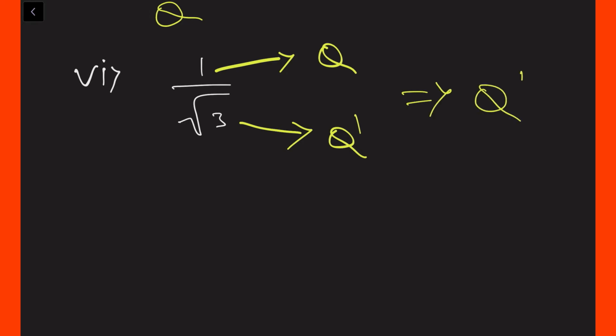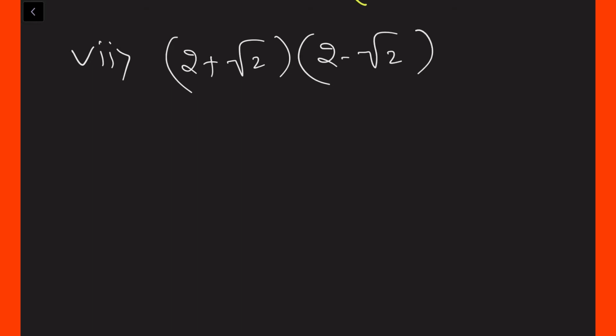Next, question number 7. We have the question as (2 + √2) into (2 − √2). Now this (2 + √2)(2 − √2) is in the form of (a + b) into (a − b). (a + b)(a − b) is nothing but a² − b².